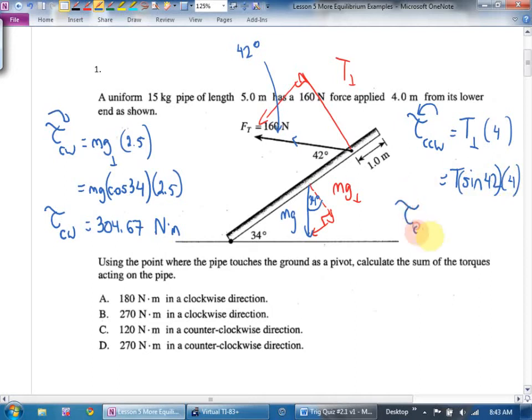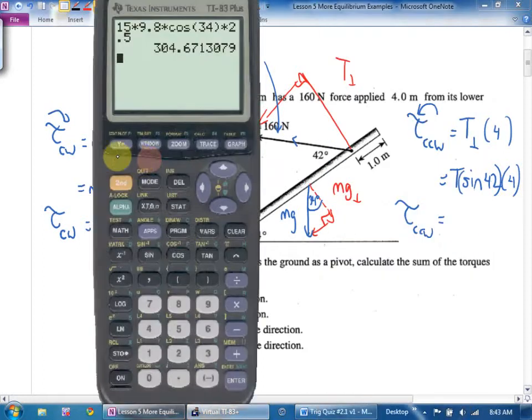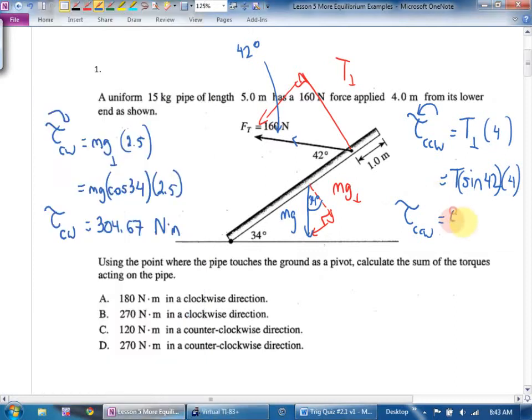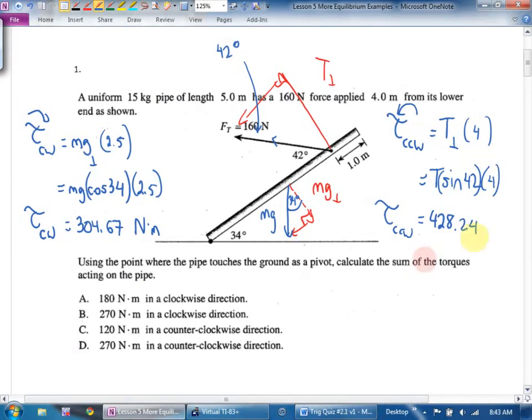The torques counterclockwise ends up being tension 160 sine 42 times 4. And I get 428.24. Excuse me. Big sneeze online. Again, newton meters.